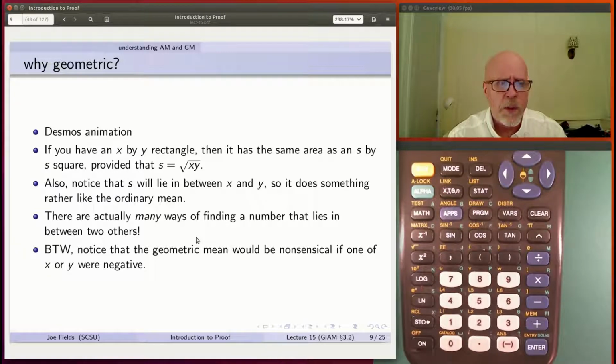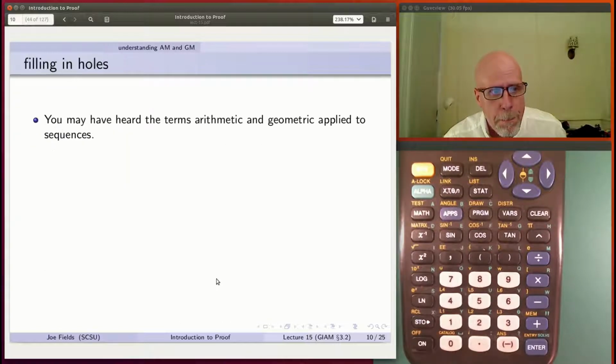Okay, so one thing we should notice, just a by-the-way moment here: the geometric mean would kind of blow up if one of x or y were negative. If you had one negative and one positive number under that radical, then you've got an imaginary result, and so you're no longer in the real numbers. Yeah, so we'll come back to thinking about that.